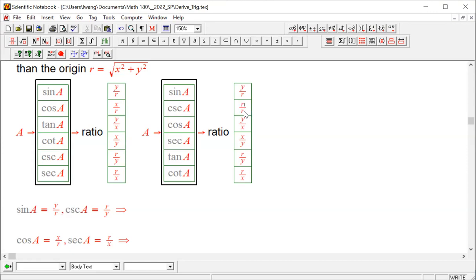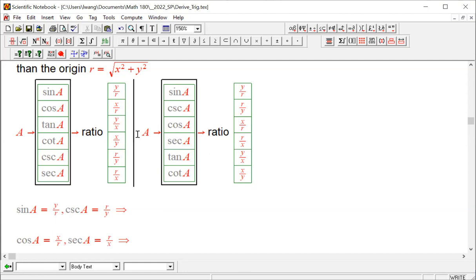R over Y, right? That's for cosecant. Cosine is X over R. And the secant is R over X. Tangent is Y over X. And cotangent is, oh, sorry, is X over Y. There we go.